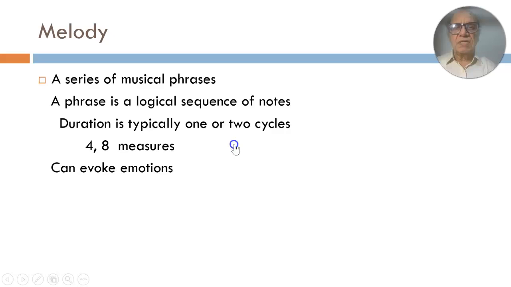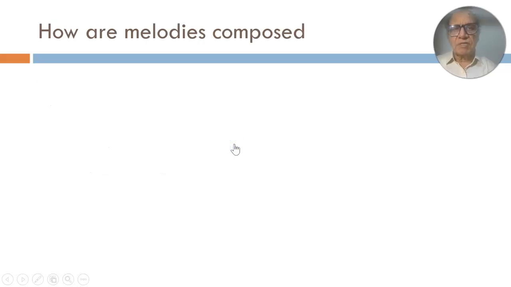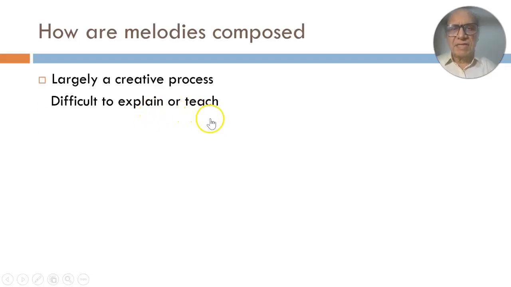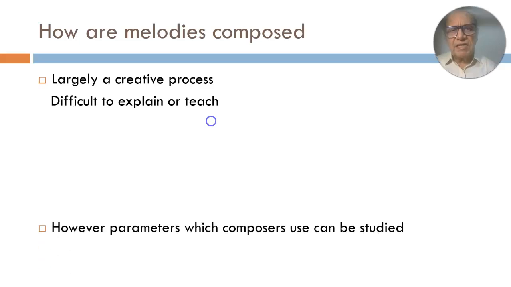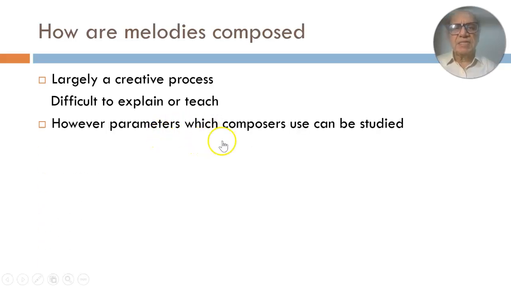Next, let us try to see how the melodies are composed. When musicians compose melodies, the process is largely a creative process. One cannot explain this, and one cannot teach it also. It is something which takes birth in the mind of the musician. He hums it to himself, he tries it on piano, and so on. But what we can do is, we can study the parameters which the composers often use. These parameters we can study.